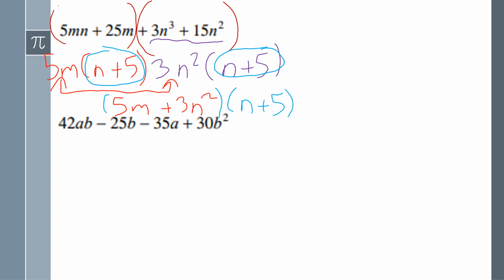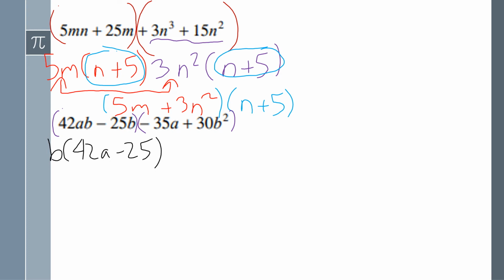So let's break this up. I'm doing the second problem. Put the polynomial into two groups of binomials, because we are factoring by grouping. In the first binomial, 42ab minus 25b, what do they have in common? b. What's going to be left? 42a minus 25.